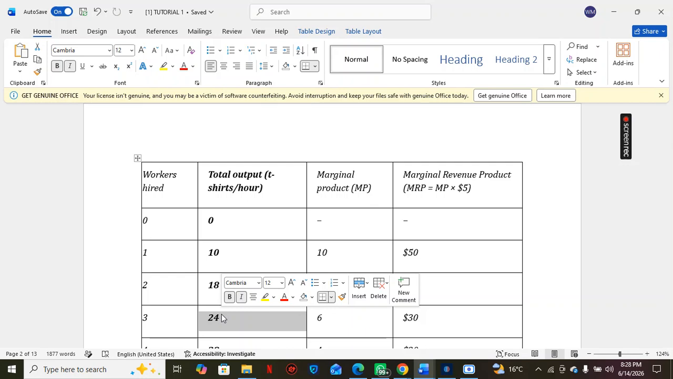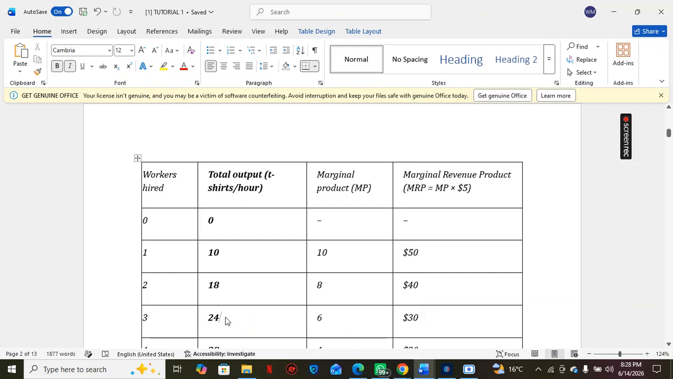So let's say in this case here, you've only got maybe two machines, and your land is fixed. Let's say you're working in a small room. So you bring in the third worker, your output grows from 18 to 24 shirts. Okay, two machines, three workers.